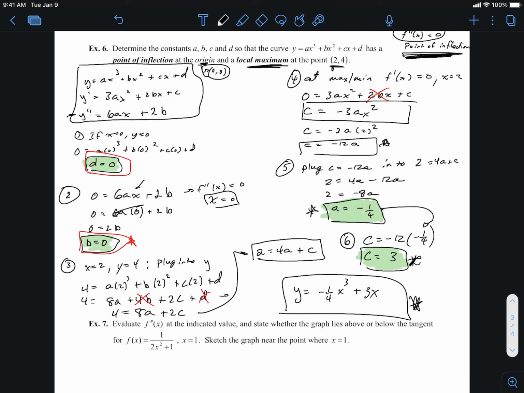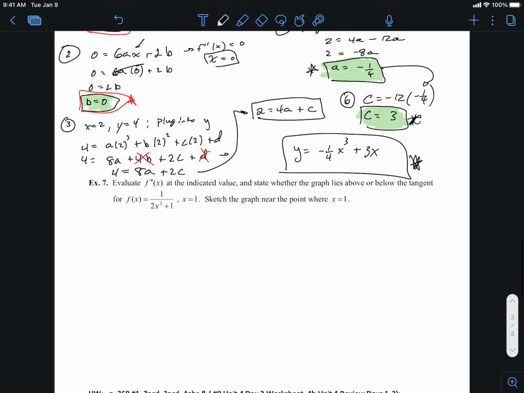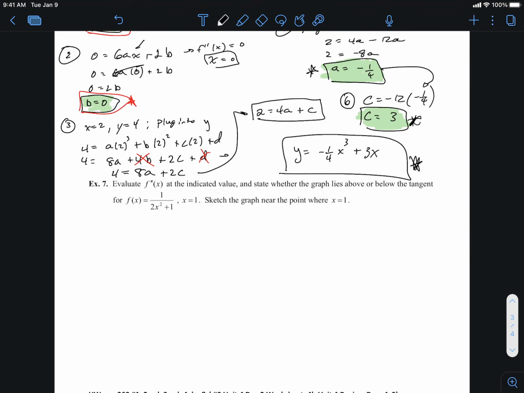So I would imagine that might help you for even your second summative that you're writing today. So let's have a look at the last one. It's basically the same thing. They've just worded it in an odd way, and the derivative is going to be a little bit more complicated here. So we want to evaluate f double prime of x at the indicated value and state whether the graph lies above or below the tangent.